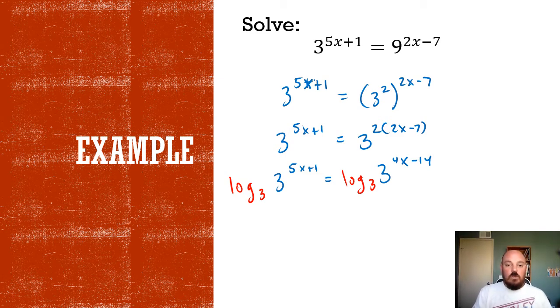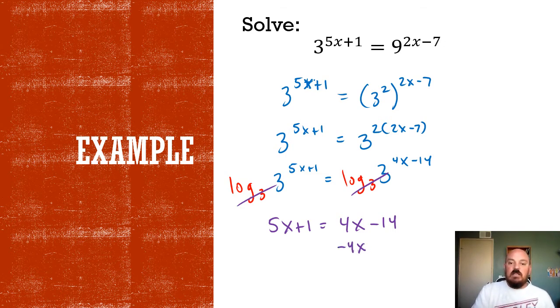So I do that. I take the log base 3 of both sides. That cancels, that cancels. We just end up with the exponents equal to each other. 5x plus 1 equals 4x minus 14. That's an even easier equation to solve than the last one because it's not quadratic. We don't have to factor. We just have to solve for x.